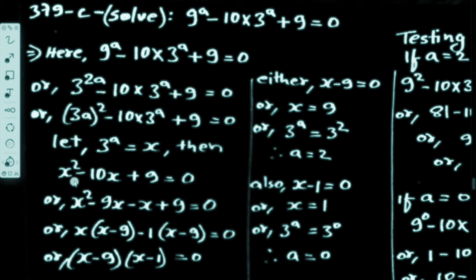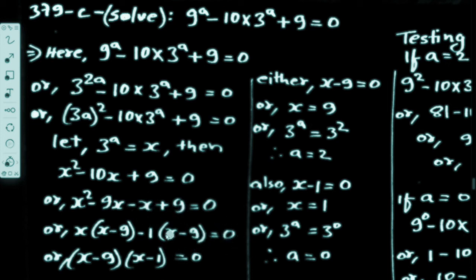Now this is an expression, and it should be factorized to get our required value. For factorization, this 10 should be broken into two parts. Now x square minus 9x minus x plus 9 equals 0. From x square minus 9x we take x common, so x bracket x minus 9. Here x is common and the non-common part is x minus 9. Here also we take minus 1 common, and the non-common part is x minus 9, equals 0.